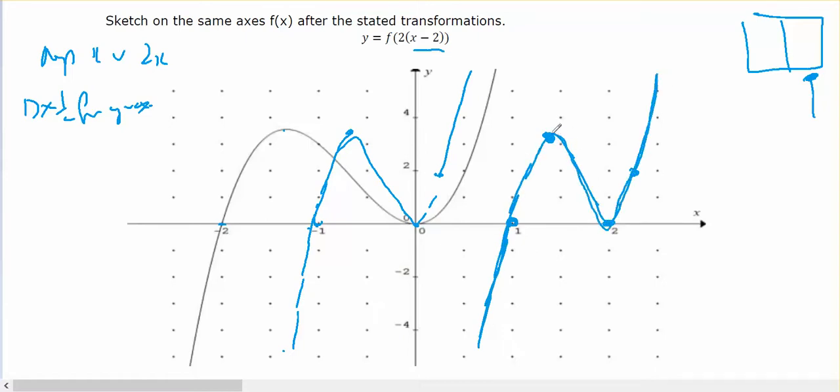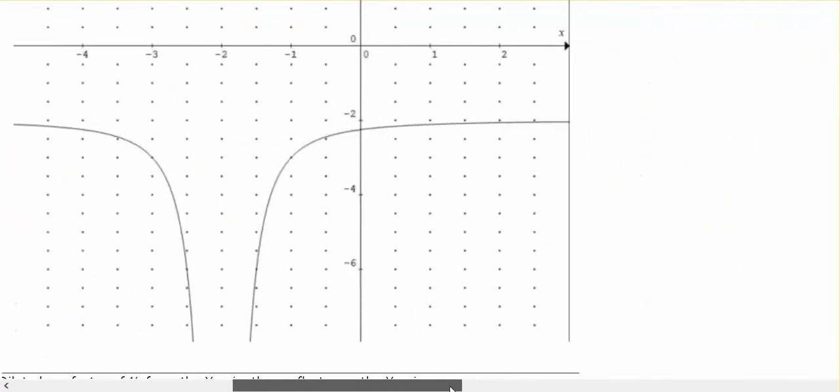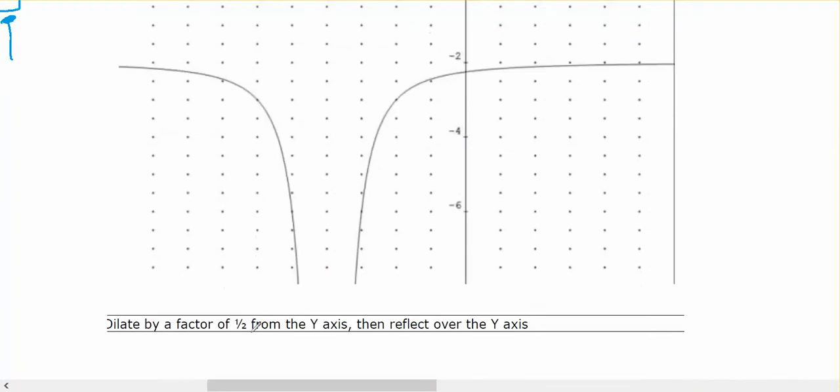this. After the two transformations, one which was a dilation by a half, so it was a squash towards the y-axis, and then a translation 2 units to the right. And the second part of this question, I've got a dilation by a factor of a half from the y-axis, and then I reflect over the y-axis.